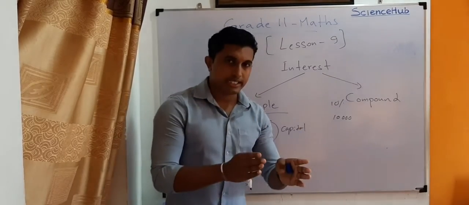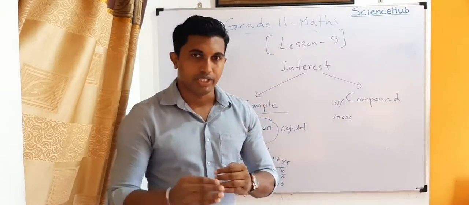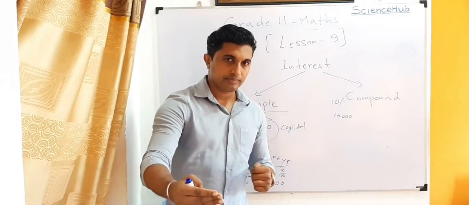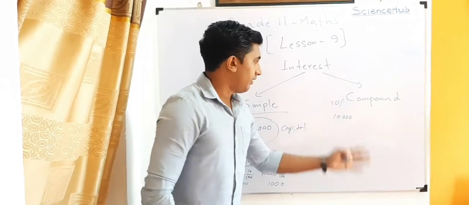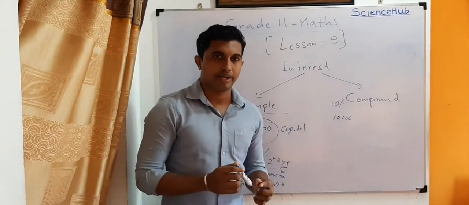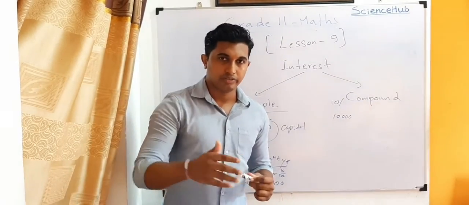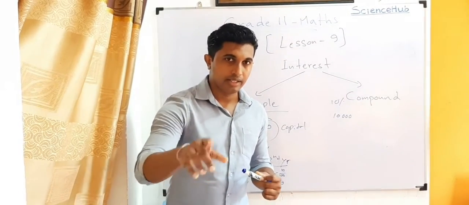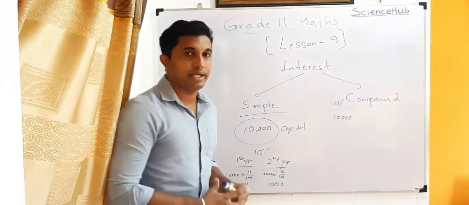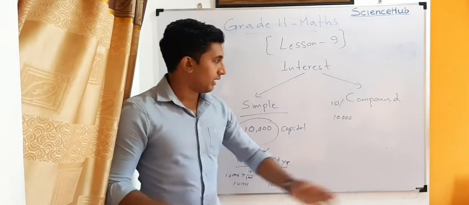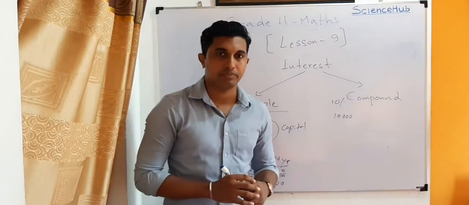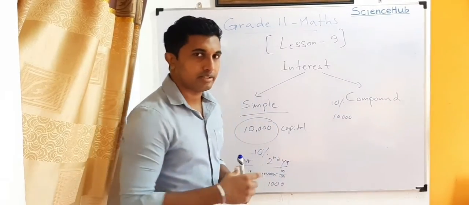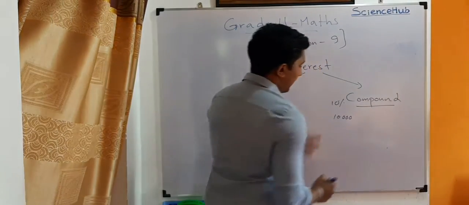Okay, if you deposit 10,000 in a certain bank at an interest rate of 10% for 2 years, but not with simple interest, the method is compound interest. Now, what is the difference in this case?